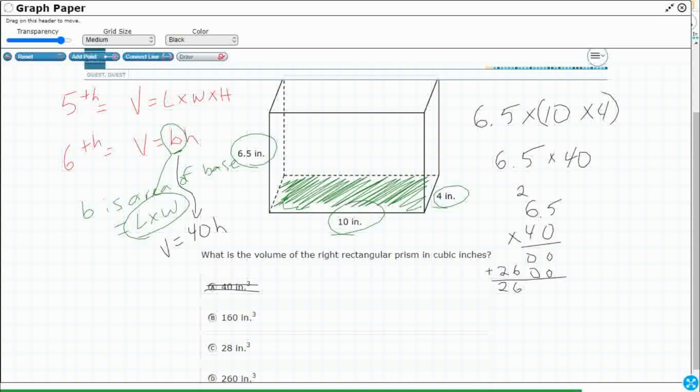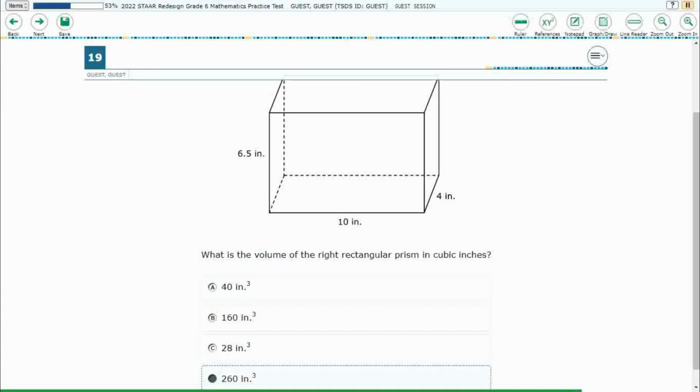So it looks like I've got 2600, which should make me a little bit nervous because I don't see that as an option. But then we have to go back and remember, okay, decimals. How many digits are behind the decimal in our factors? Just one. So I need 1 digit behind the decimal in our product. So it's now 260.0. There we go. There's our D. It's going to be 260. Now some of these other ones, 160, 28, I'm not quite sure where they're getting some of those. That would just be incorrect multiplication, or maybe even just addition. Either way, our answer here is D, 260.